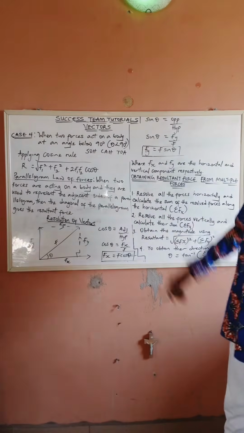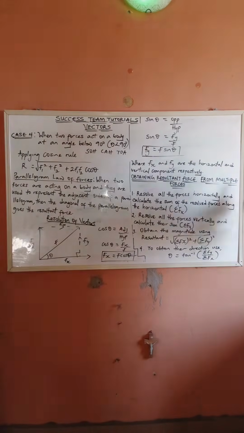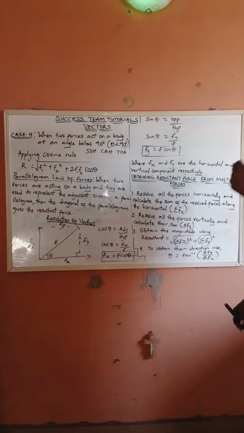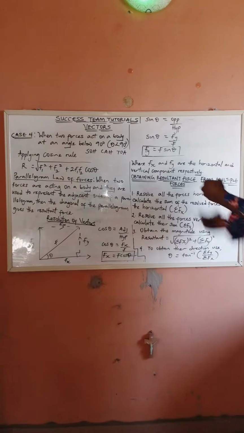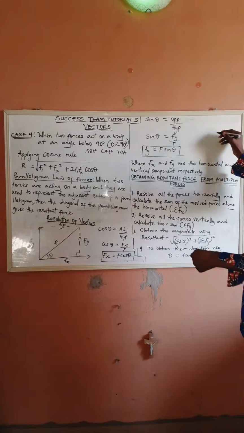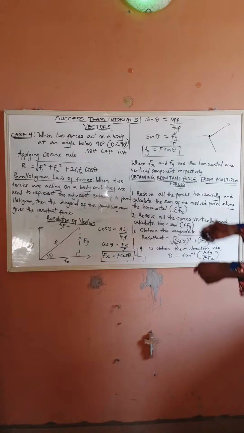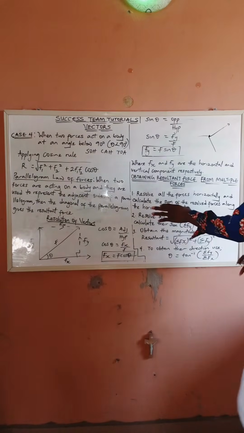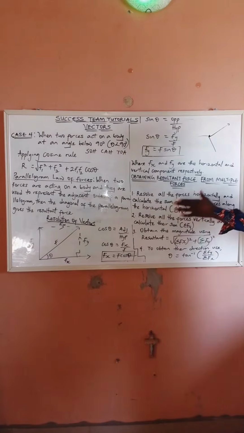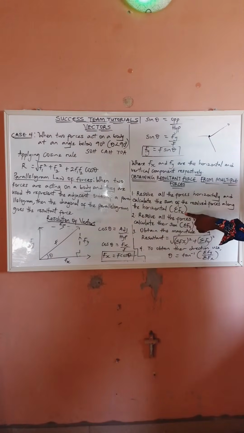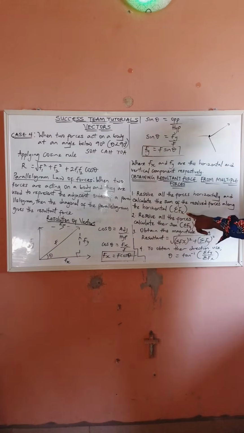So now, step 1 says to resolve all the forces horizontally and calculate the sum of the resolved forces along the horizontal. If you want to calculate the resultant force of multiple forces, for example, if I have a point here, and another force is acting like this, another one is acting like this, to calculate the resultant force, first resolve all the forces to the horizontal and sum them up. That's ΣFx, which stands for the summation of Fx, the force along the horizontal axis.